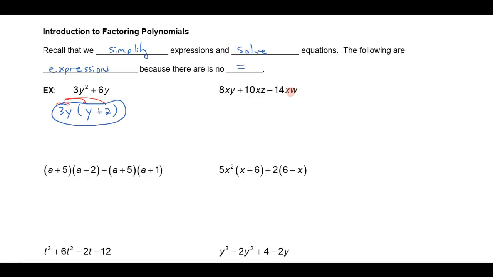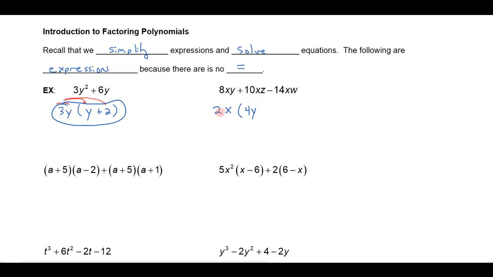If I move over to this next example, I've got an x and y and an x and a z and an x and a w. It looks like there's certainly an x in all those, and then I've got the numbers, the 8, the 10, and the 14, and it looks like there's a common factor of 2 that would go into 8 and 10 and 14, and then I've got the x as well. So I asked myself, what do I multiply 2x by to get 8xy? Well, let's see, I'd have to multiply 2 by 4 to get 8, and then I'd have to multiply by y to get this y in here.